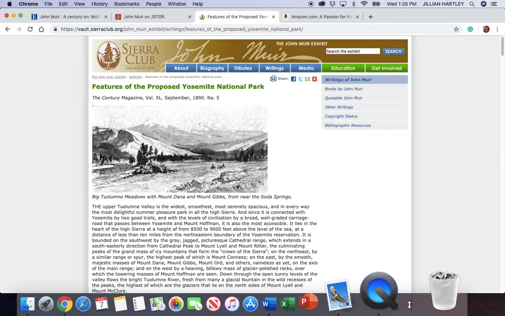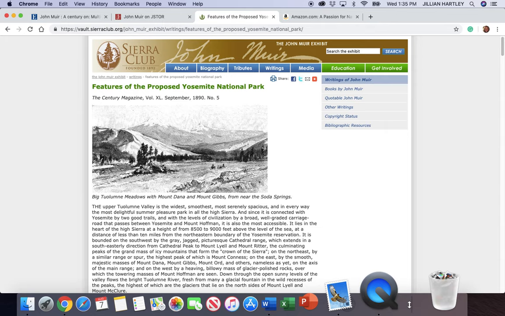So up here I have, from the Sierra Club, which was founded by John Muir, an example of a good primary source. It's a source that he wrote in 1890, and John Muir was known for writing about nature. You can find quite a few primary sources online. The Sierra Club I trust because it's his club and they actually preserve a lot of his writings. There's also a lot of good primary sources in the Library of Congress. You can find a lot of them.